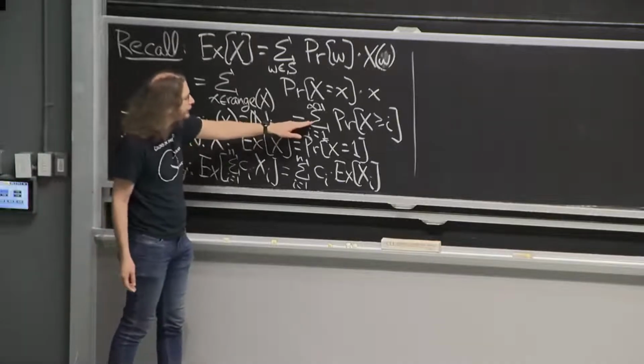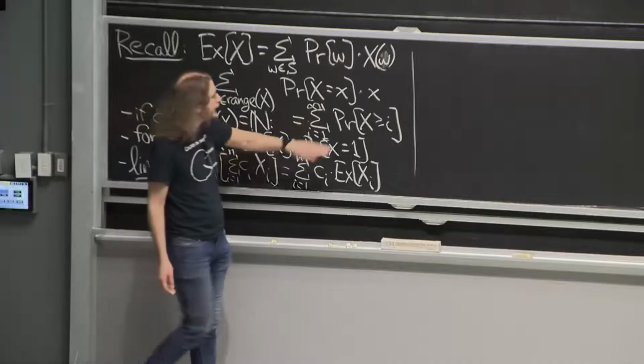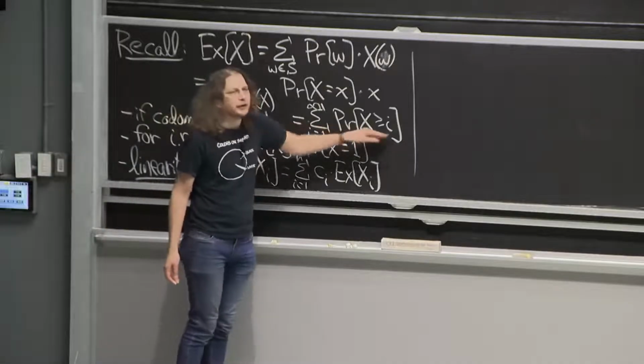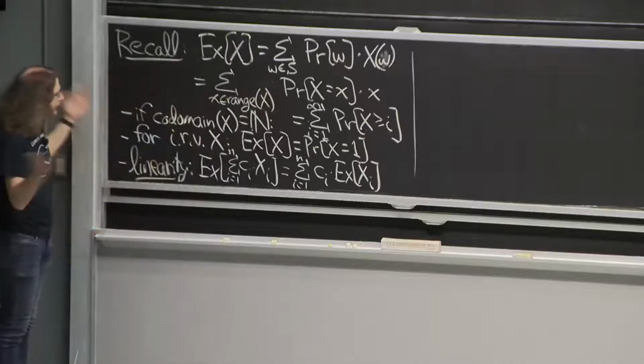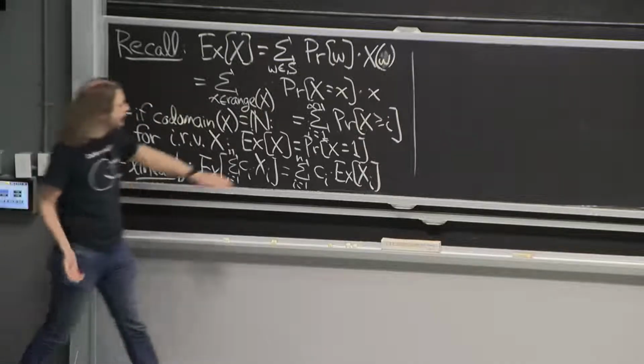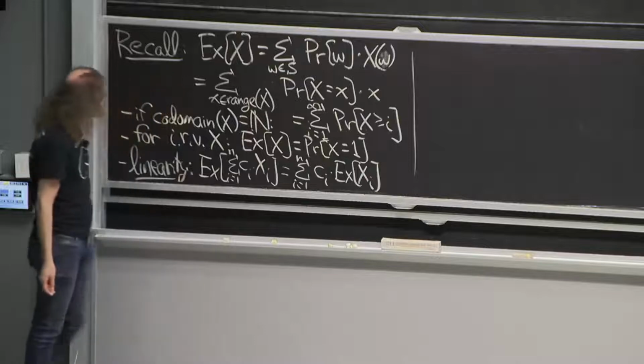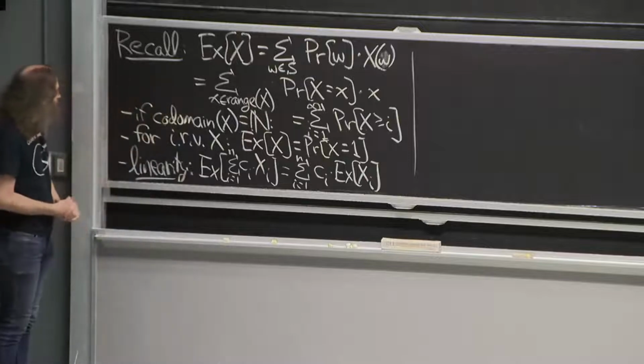And in the special case where X is a function to natural numbers, then we could write this as an infinite series, sum of I equals 1 to infinity, probability of X greater than or equal to I. And that turned out to be equivalent to this thing by expanding it out. So if the CDF is nice, that's a nice formula, if it's in the special case, over natural numbers.